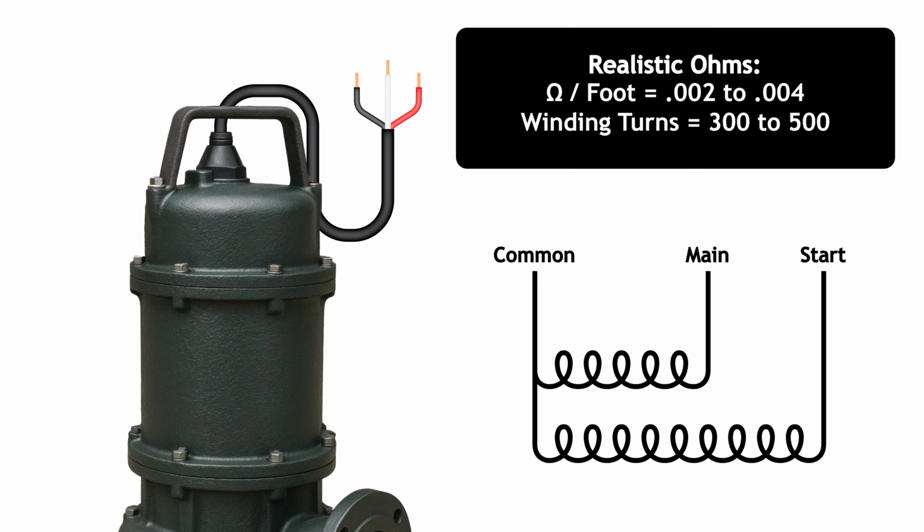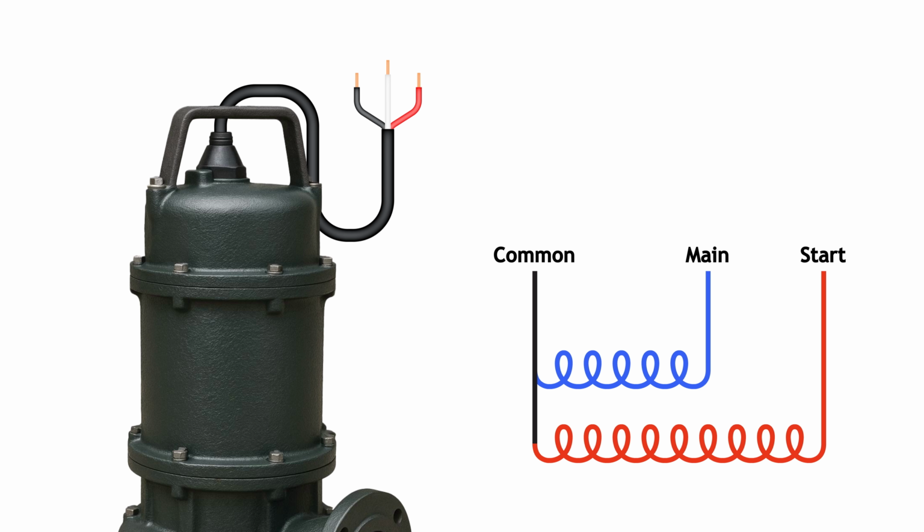In this example, the blue wire represents the main winding. The red wire represents the start winding. The common winding is the connection point between the red and blue wires.